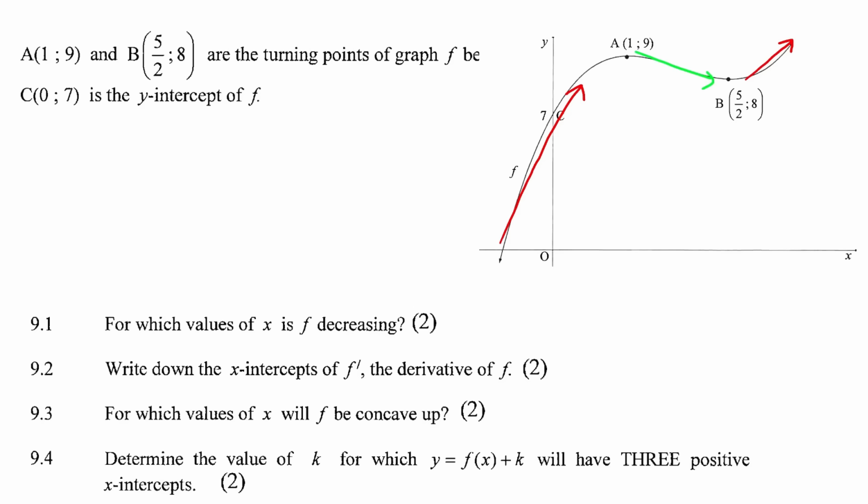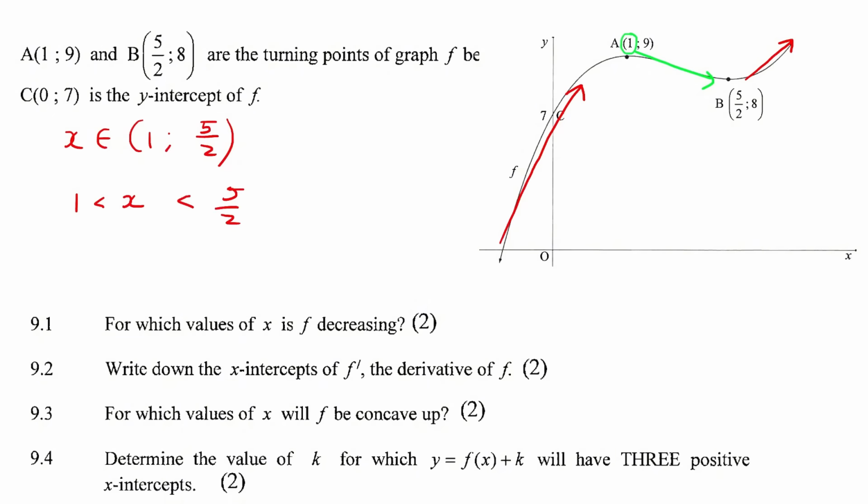So where is the graph decreasing? Well, it's between A and B. So it's from the x value of 1 to the x value of 5 over 2. If you prefer interval notation, you could say that it's going from 1 to 5 over 2. Now, if you prefer set builder notation, then you would say that.